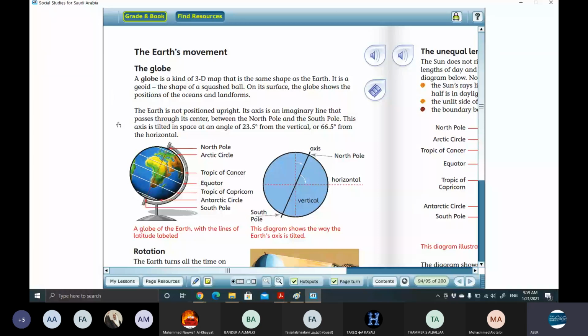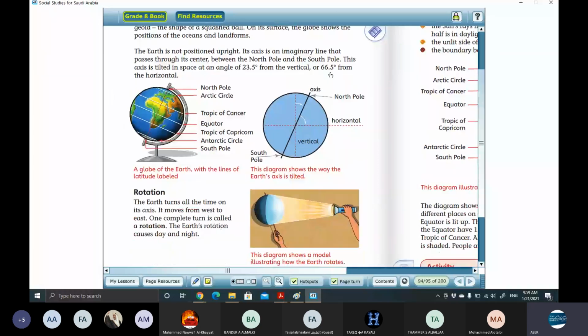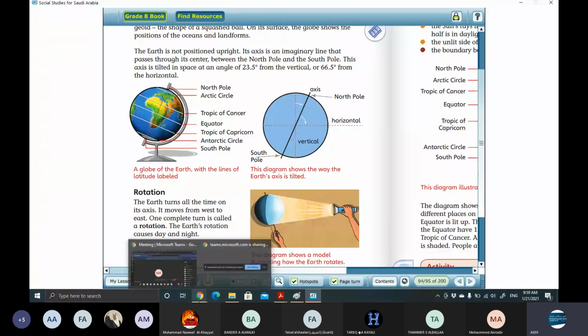Our Earth, our planet, while it moves, it is not upright. Yet its axis, which is an imaginary line, there's no such axis on our planet, it's an imaginary one, referring to the directions of north, south, east, and west. This axis passes through the center of our planet Earth. It is tilted with an angle of 23.5 degrees from the vertical or 66.5 from the horizontal.